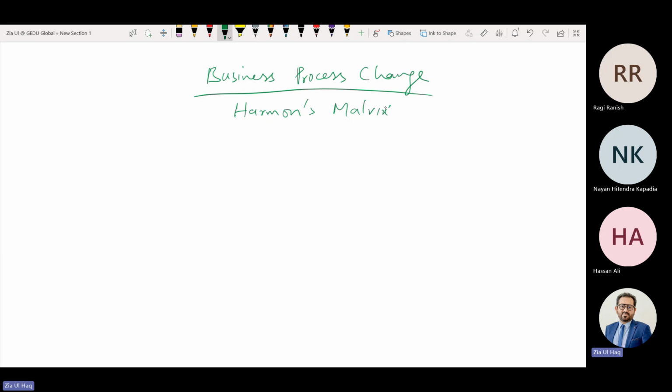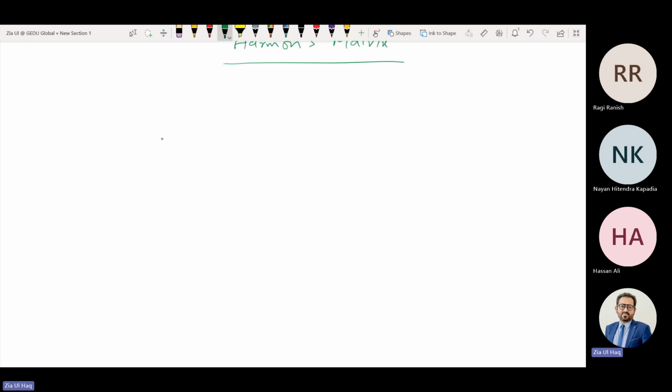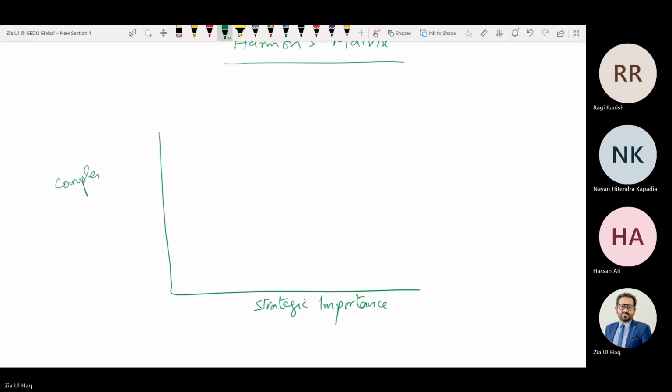So according to Harmon, if you are going to change the business process system, you need to focus on two factors. One is the strategic importance of that process, and the other is complexity and dynamism. Strategic importance could be low, could be high.